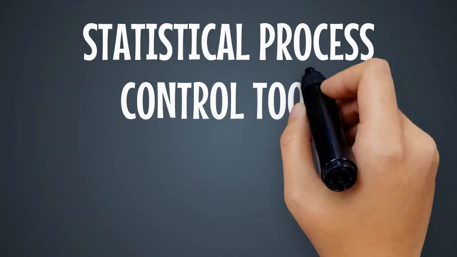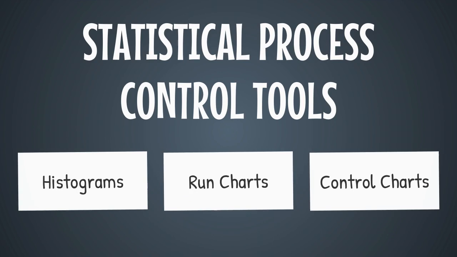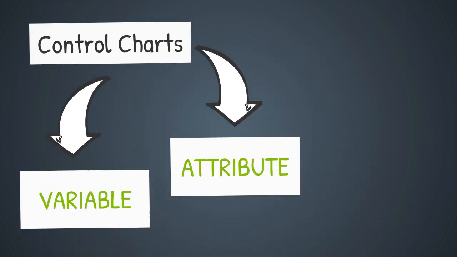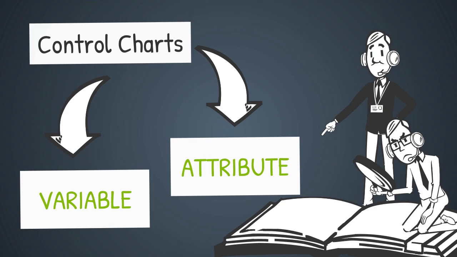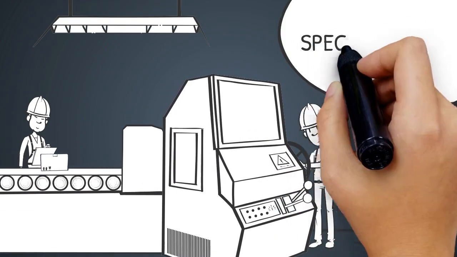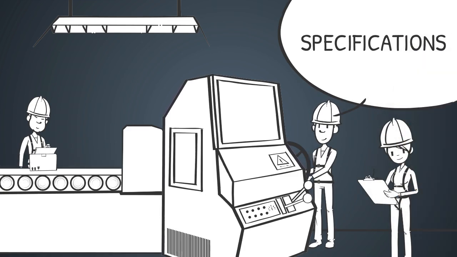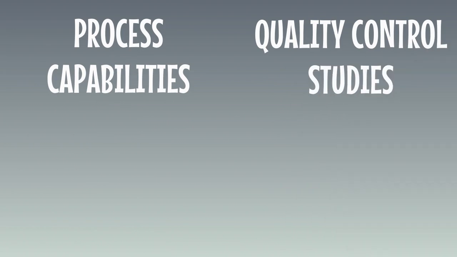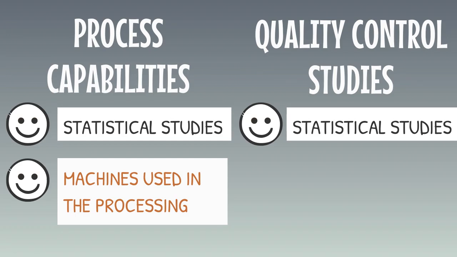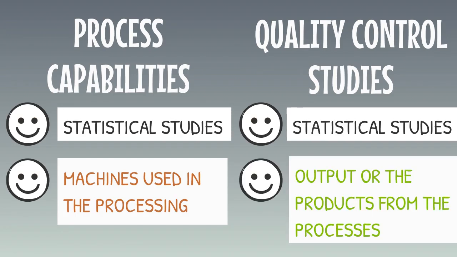The 3 most common types of statistical process control tools are histograms, run charts, and control charts. And control charts fall into 2 main types, variable and attribute, which you can read all about in your practitioner's guides. All products have design specifications, and process capability is the ability of the manufacturing process followed to meet these specifications. Process capabilities and quality control studies are similar in some ways as they both use statistical studies, but process capabilities look more at the machines used in the processing rather than the output or the products from the processes.